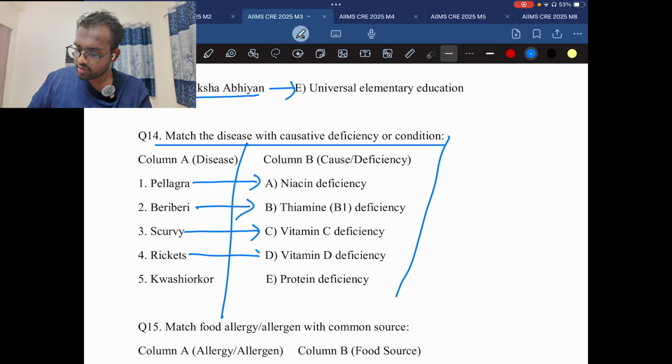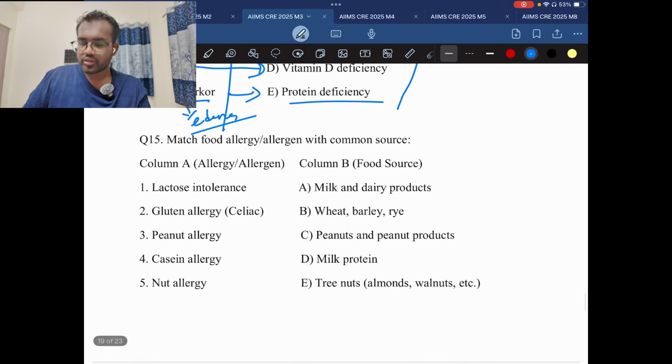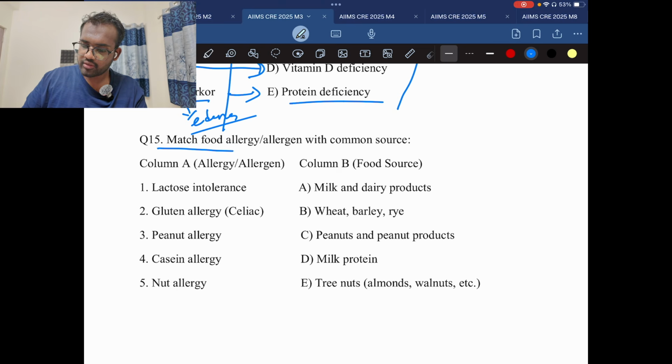Rickets is a deficiency of vitamin D. Rickets is a condition which occurs in children. And Kwashiorkor, I have told you, is a protein energy malnutrition disorder. It is caused by protein deficiency. And the main characteristic of Kwashiorkor is edema. Always remember edema.